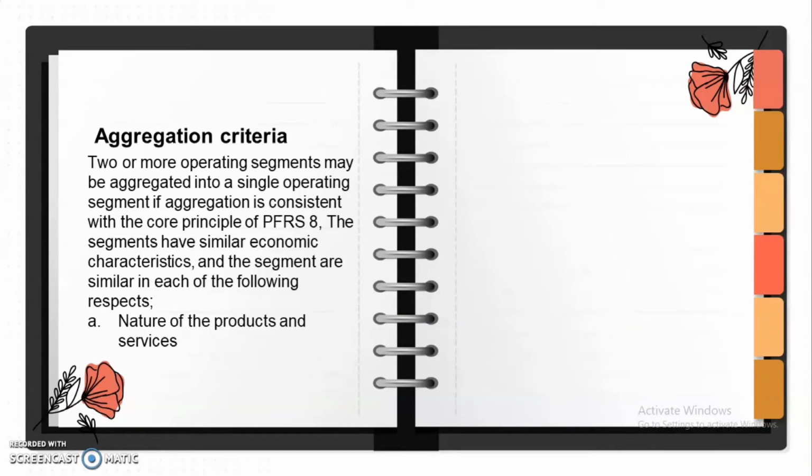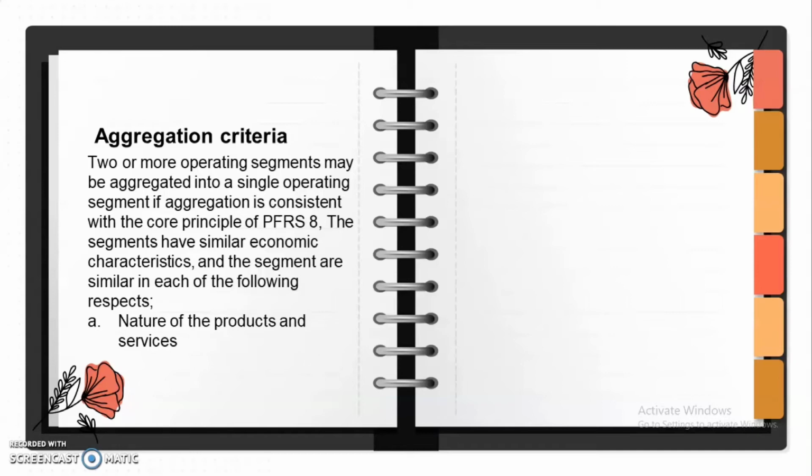Ano nga ba yung aggregation criteria? Sinabi natin aggregation criteria, it is combining two or more segments into a single segment. Ibig sabihin, pagsasamahin mo ang A at B para maging isa sila. So, ano nga ba yung mga dapat similar economic characteristics na taglayan ng mga segments para mapagsama sila?